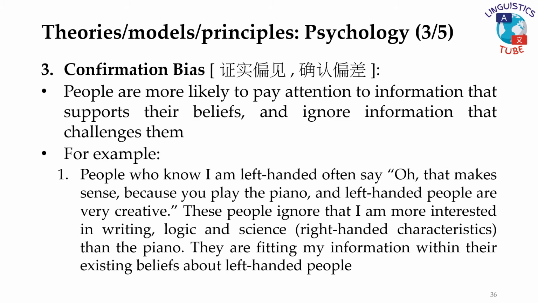The third theory is called confirmation bias. This states that people are more likely to pay attention to information that supports their beliefs and opinions, and ignore information that challenges them. For example, firstly, when people know that I am left-handed, they often say, "Oh, that makes sense, because you play the piano, and left-handed people are very creative."